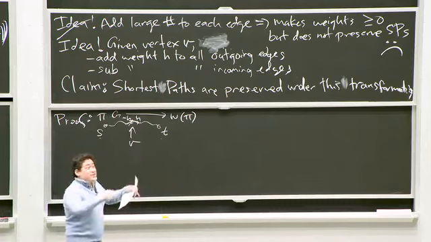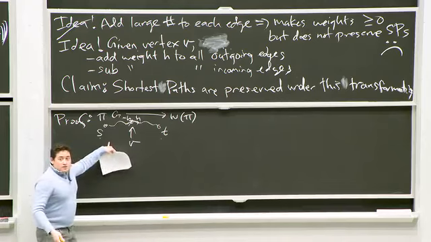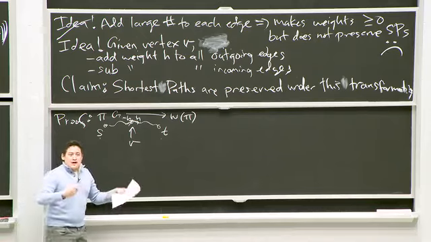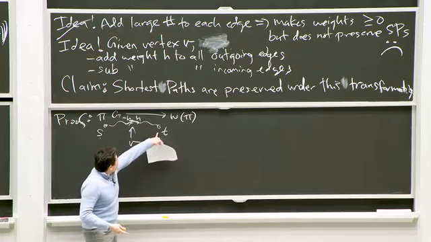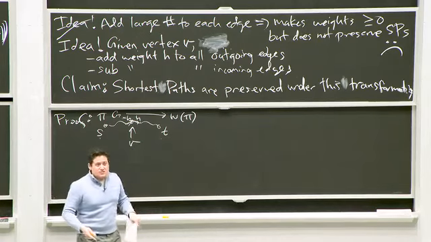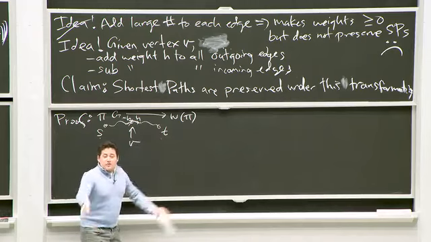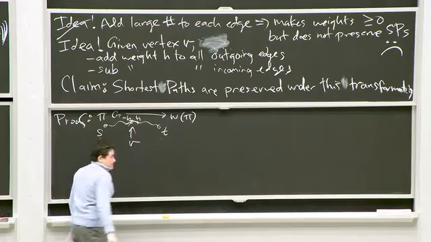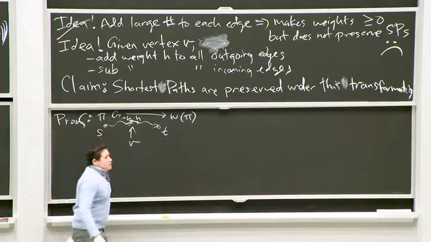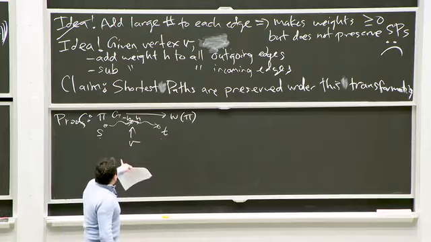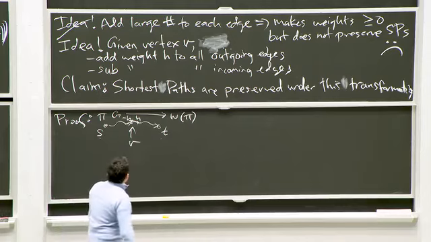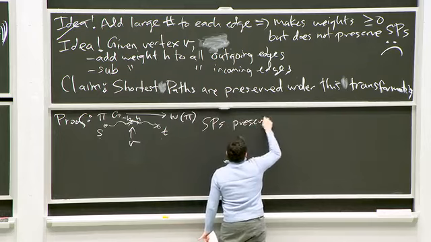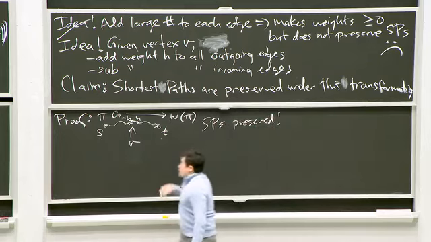So again, while the path weight has changed, since all of the paths leaving V have changed by the same amount, a shortest path will still be a shortest path. And same goes for T. If T, the end vertex, is V, I'll have subtracted H from all of my incoming edges, which means that any path ending at T, any directed path ending at T, also changes by the same value, and so shortest paths must be preserved. So shortest paths preserved. So that's a pretty cool transformation.